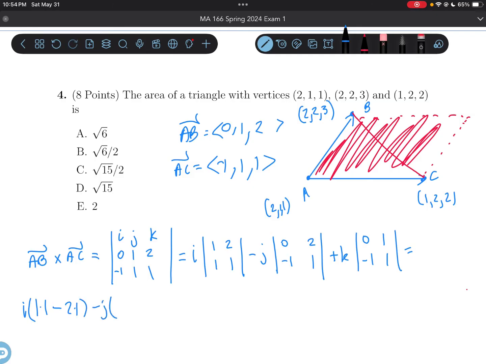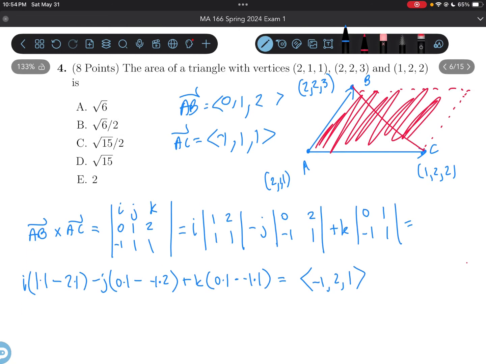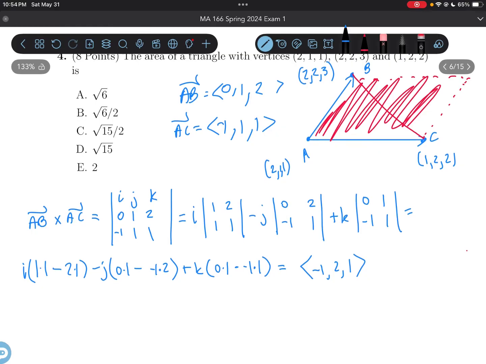Okay, so basically we have i times (1 times 1 minus 2 times 1), minus j times (0 times 1 minus -1 times 2), plus k times (0 times 1 minus -1 times 1). Okay, and then we get that this is equal to <-1, 2, 1>. So this is the value of the cross product. To find the area, again, the area is the magnitude of the cross product. So we have to find the magnitude of this vector.